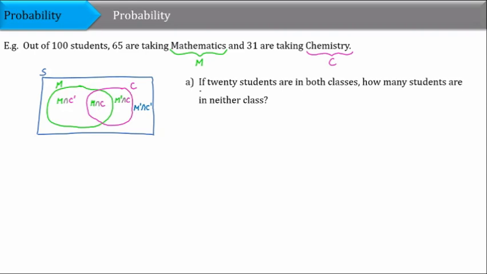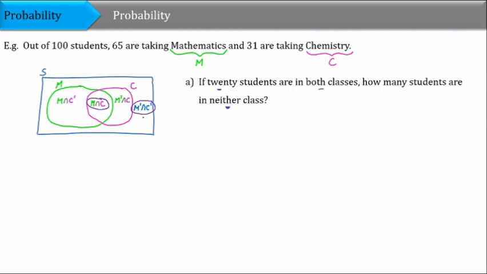Now question A, it says if 20 students are in both classes, how many students are in neither class? Okay, so in other words, they're telling us how many students are in both. So this is the group that's in both. And then they're asking how many are in neither class. So this group here that's sitting outside of the pink and the green events are the ones that are in neither class. So they're telling us that M intersection C contains 20 students, and they're asking us how many are sitting outside.